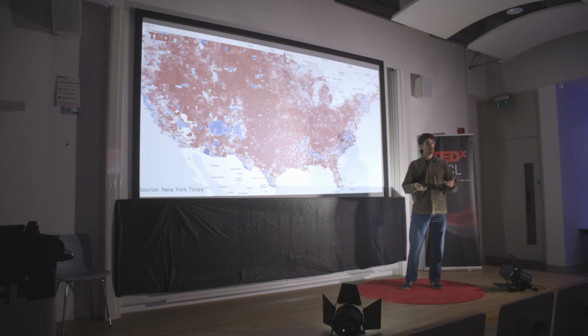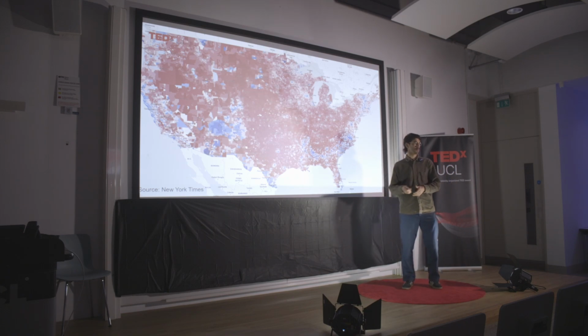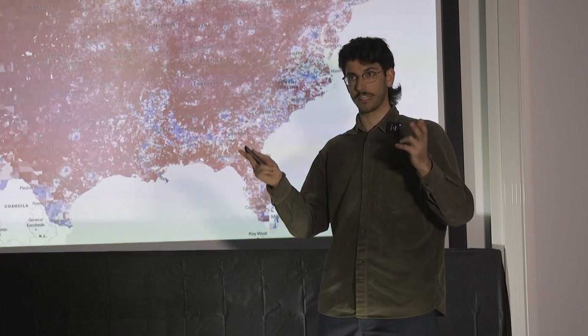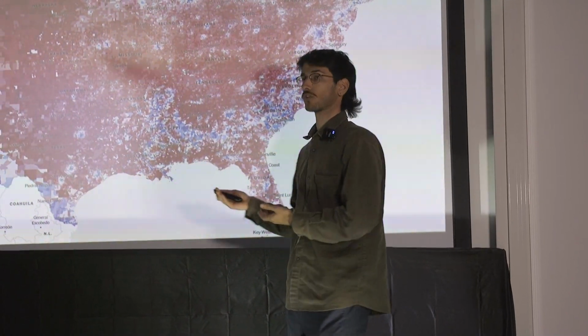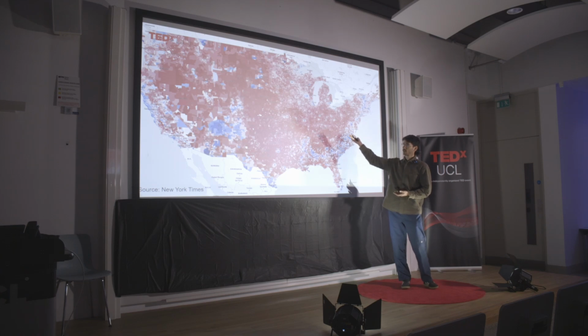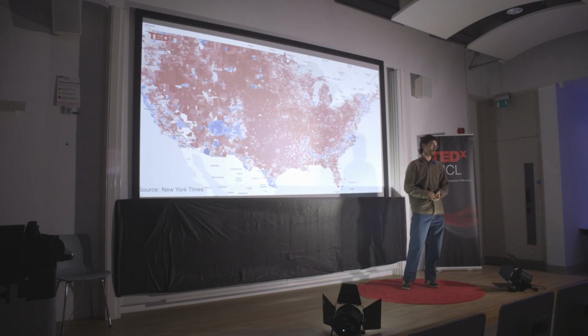Again, if you didn't know who won this election, you would probably surmise that Donald Trump won. In fact, this was a key piece of evidence that Donald Trump and his supporters used to claim that the election was stolen from them. They said, look at this map, look at how red it is. How is it possible that we didn't win?